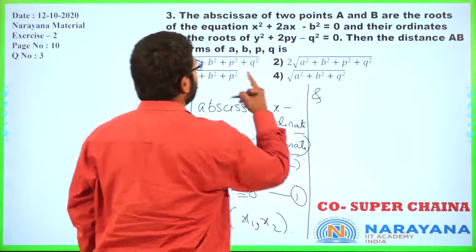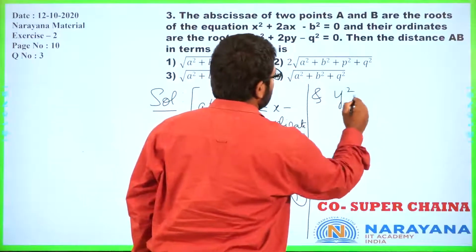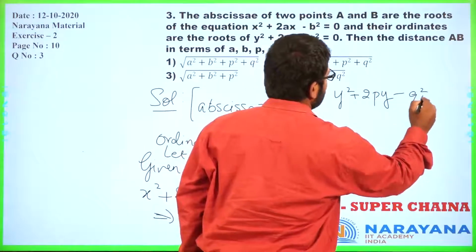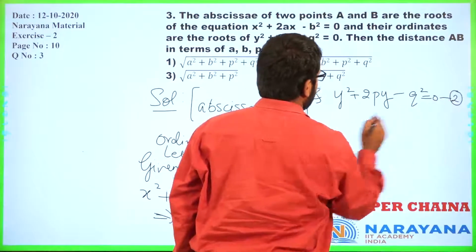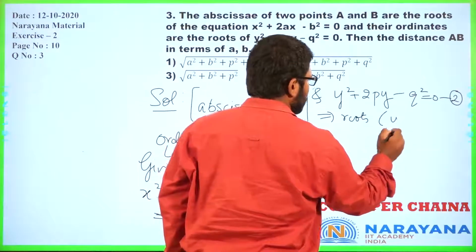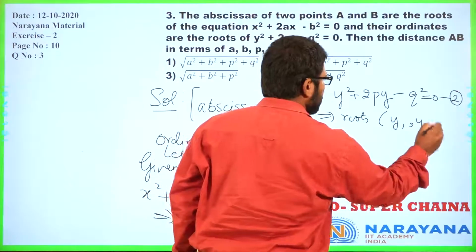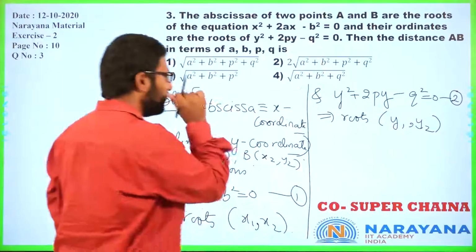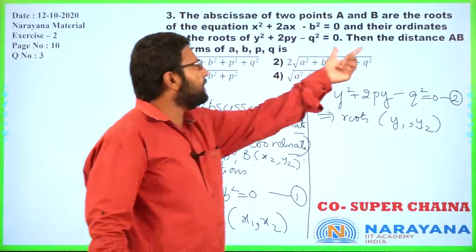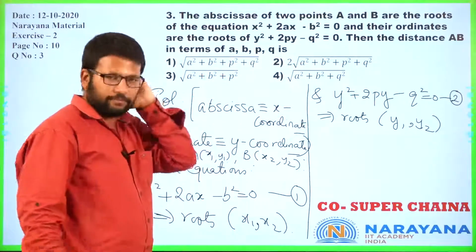And what is the second equation? y square plus 2py minus q square equal to 0, mark it as 2. Once again roots will be the y coordinates, right? The ordinates. Okay, so now we need to figure out the distance AB.